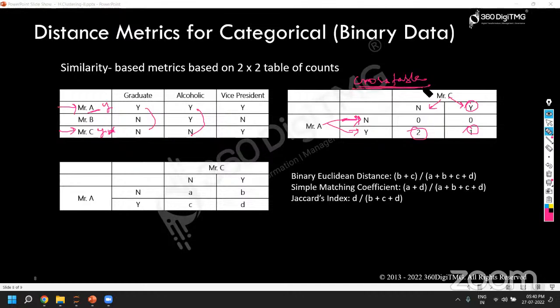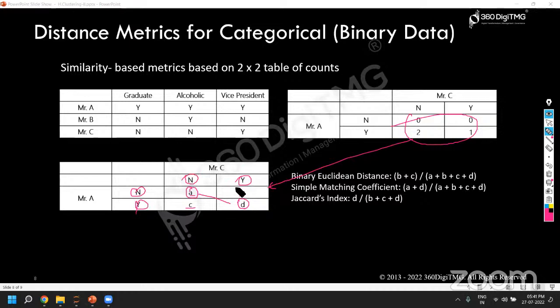So this is your cross table. Now, using these values as a reference, we can create the similarity and dissimilarity measures. I'm replacing these values with A, B, C, D as positional variables to represent those values. And if you observe A and D, which are in the diagonal, these values are giving us a measure of similarity between A and C. These two values are similar.